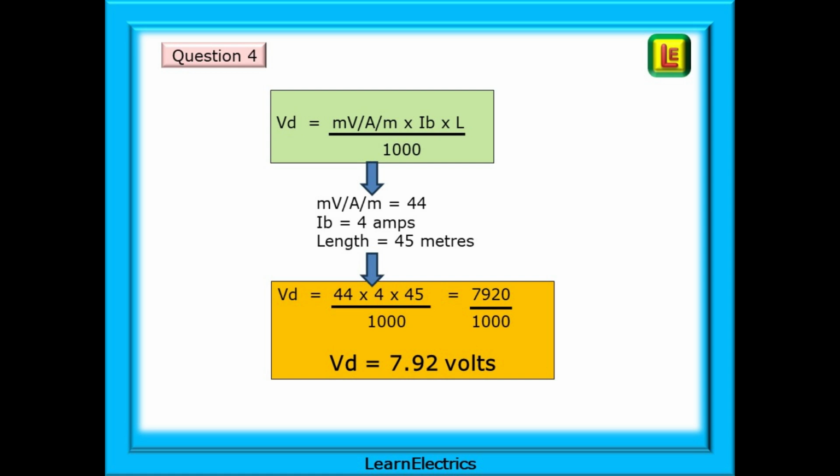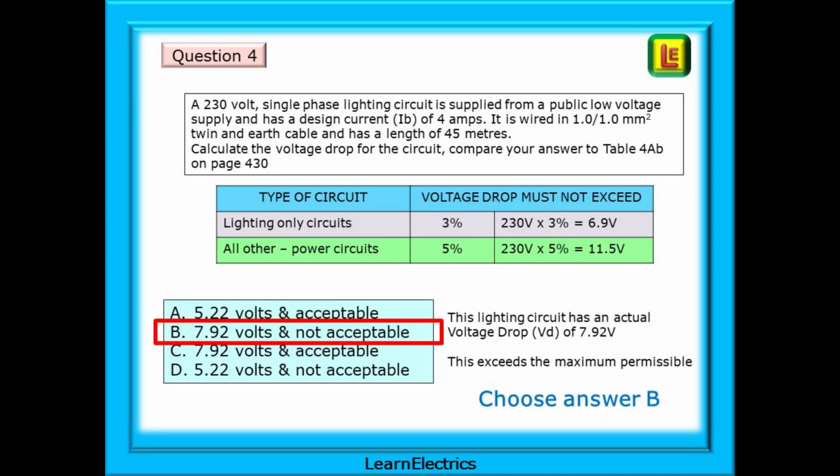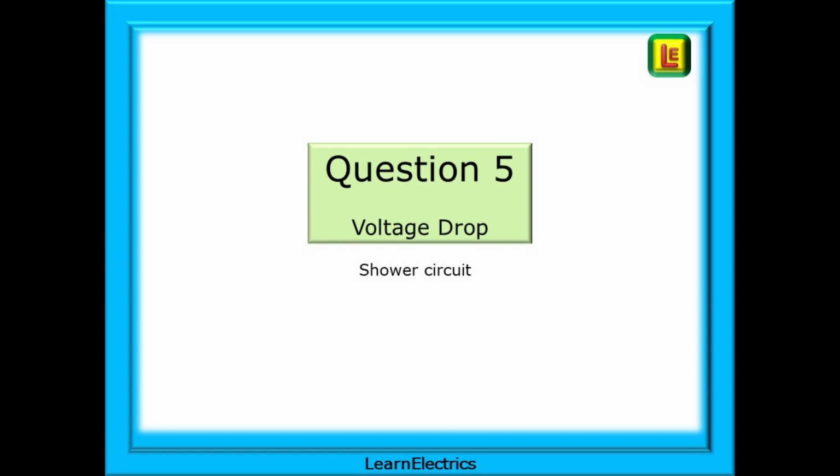Now we must compare this to the maximum voltage drop table. The table shows that for lighting, the maximum voltage drop should not exceed 6.9 volts. We have 7.92 volts, which is clearly unacceptable. So choose answer B. Let's look now at voltage drop in a shower circuit.